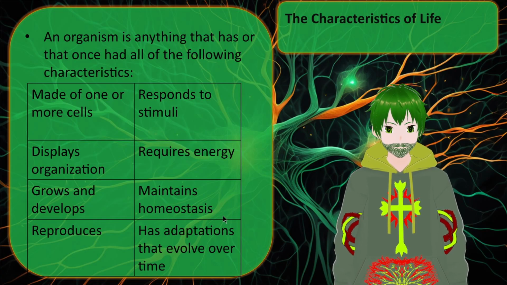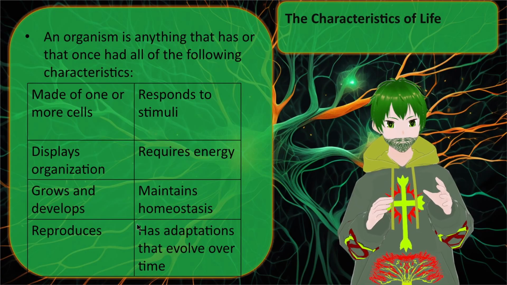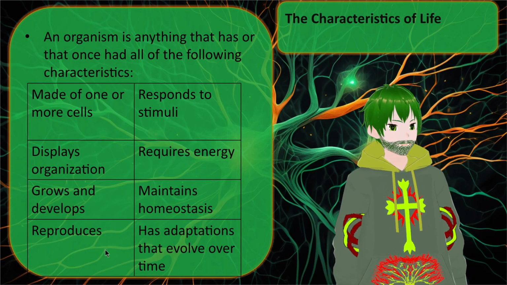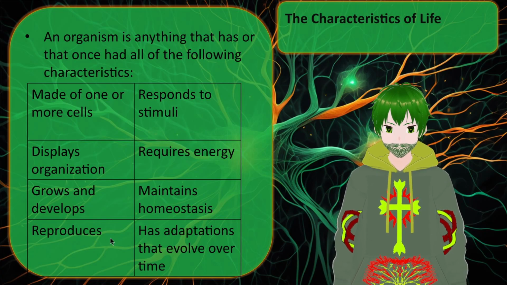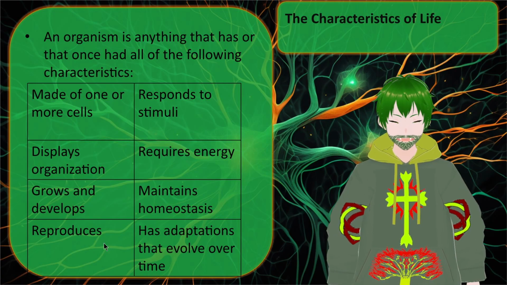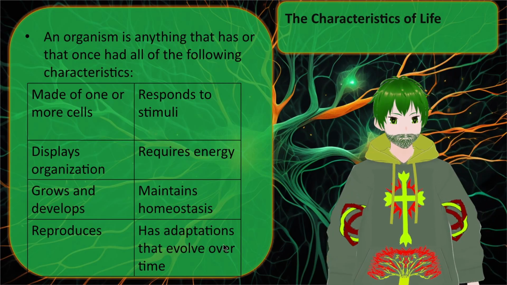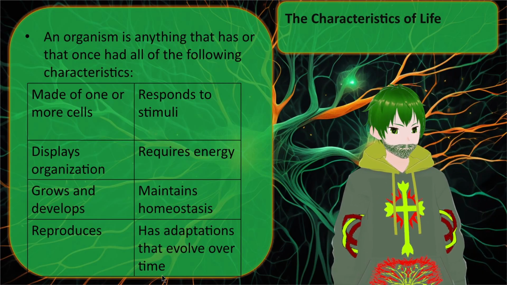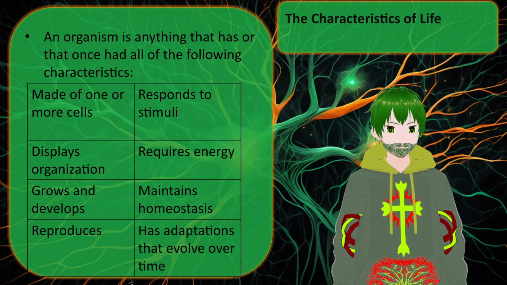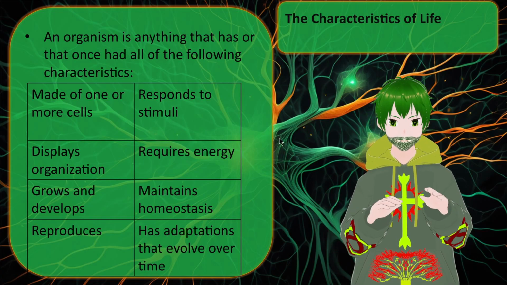Maintains homeostasis, which is an internal balance, and we'll talk a lot more about homeostasis later. Can undergo reproduction, or it reproduces itself sexually or asexually. That's a characteristic of life. And has adaptations that evolve over time. Okay, so all of these things are required to define something as completely alive.